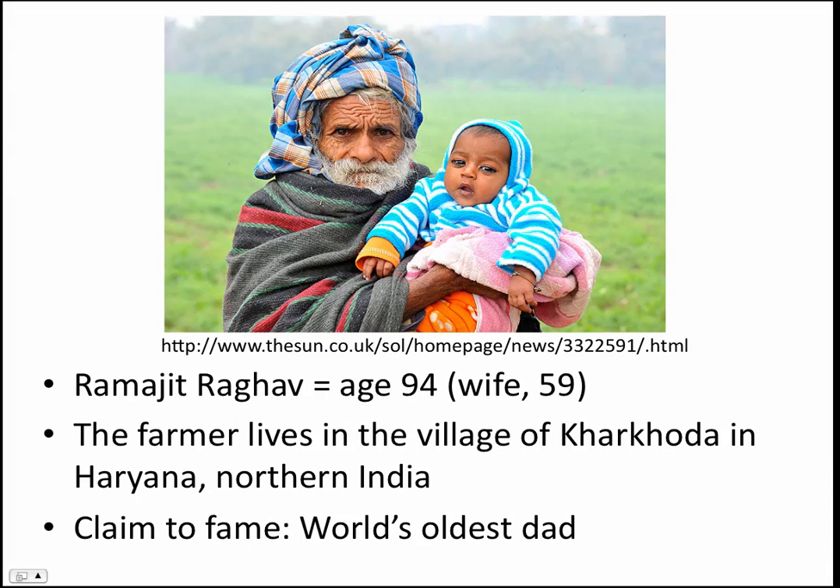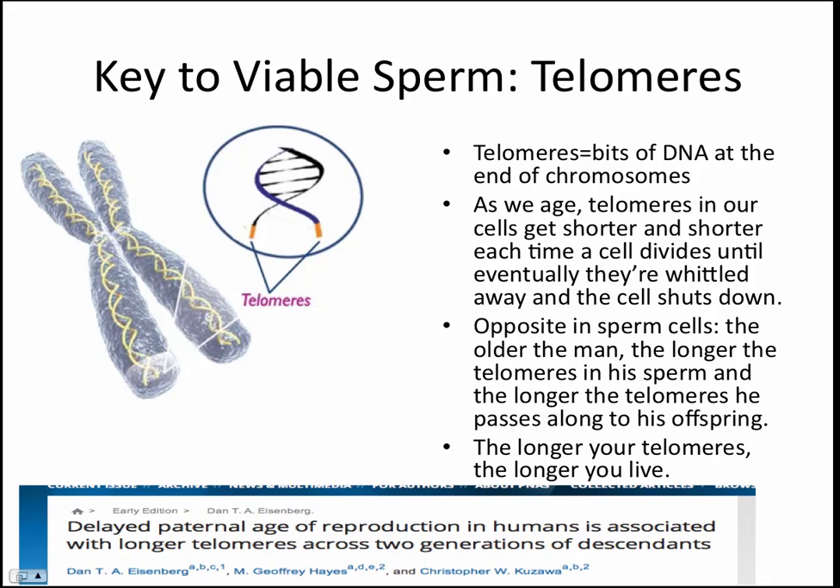Earlier I mentioned that men can produce viable sperm to a very old age, and I was not kidding. Here is Ramajit Raghav. His claim to fame is that he's the world's oldest dad at 94 years old. Crazy, look at him. Still looks good, huh? Smile. And his baby is right over here. He's from northern India. Crazy, right? 94 years old, still having babies.